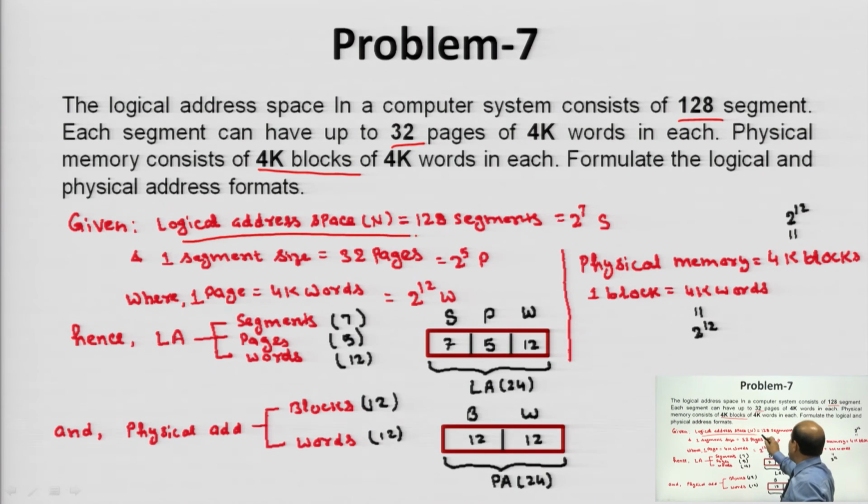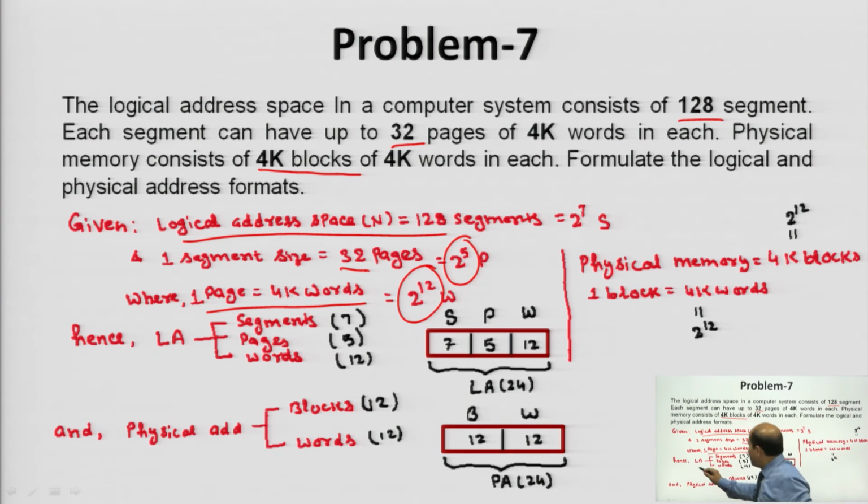Logical space is given as 128 segments, and in each segment we can store 32 pages. So, we can calculate the total number of bits for logical space. One segment equals 32 pages, that means 2 to the power 5, and one page equals 4k words, so that will come as 2 to the power 12. So, this way we can solve the problem. The data is given.